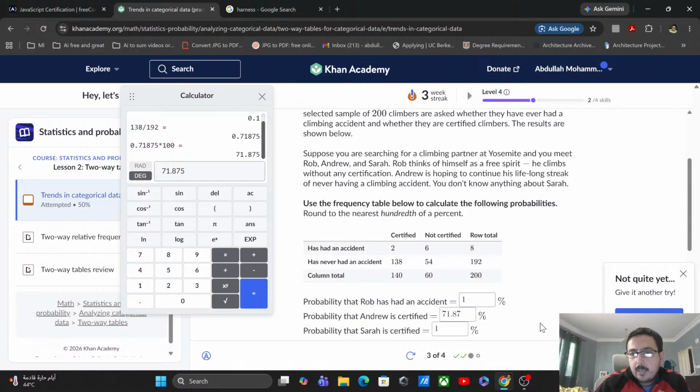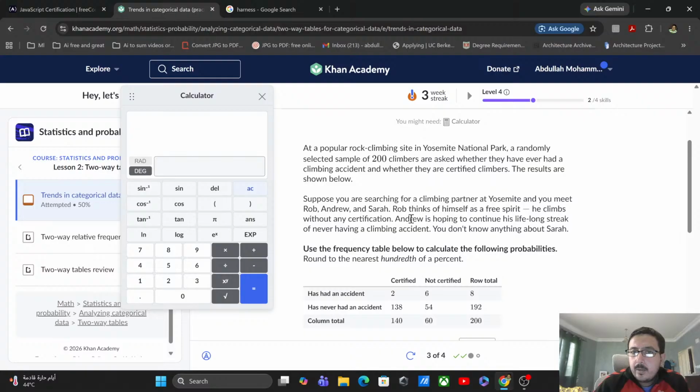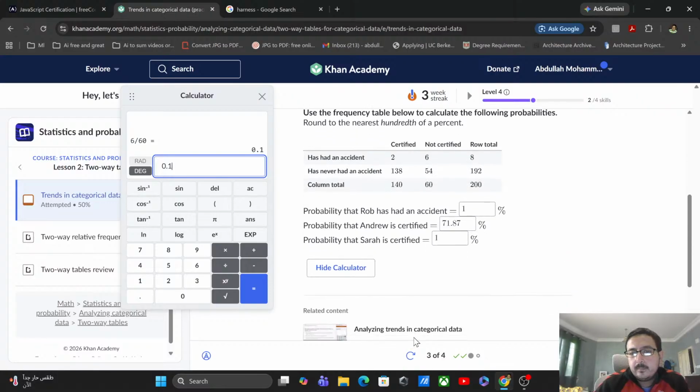Rob, how do you get to 1%? Rob has had an accident. He's a free spirit, not certified. 6 out of 60. How did it become 6 out of 60? Rob climbs without any certification. He's not certified. 6 out of 60 is 1. We already hit a wall here.